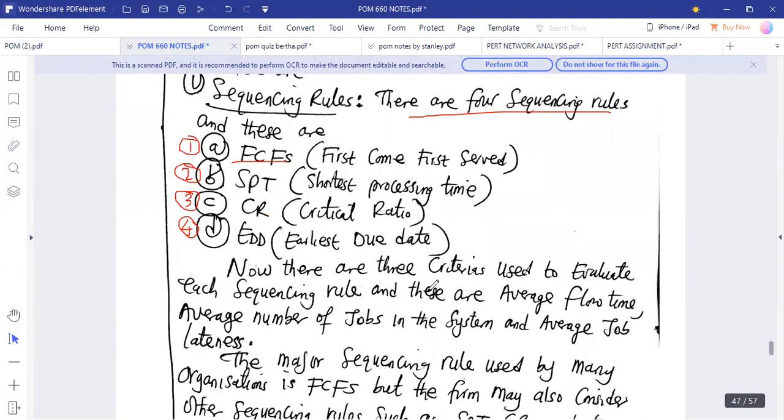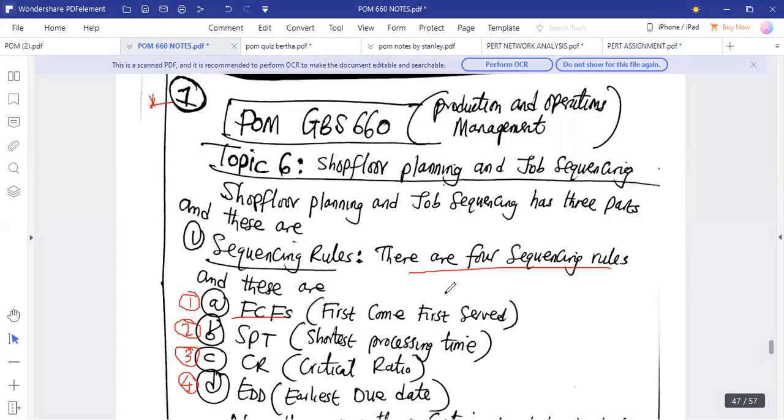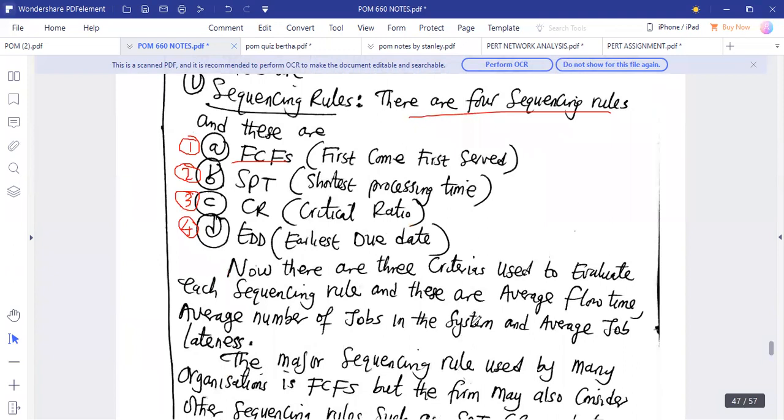Now, to evaluate each sequencing rule, there are three criteria that we use, be it first come, first served, the shortest processing time rule, the critical ratio, or the earliest due date. The first one is the average flow time, then the average number of jobs in the system, and then the average job lateness. So these are the three criteria that we use to evaluate each sequencing rule.